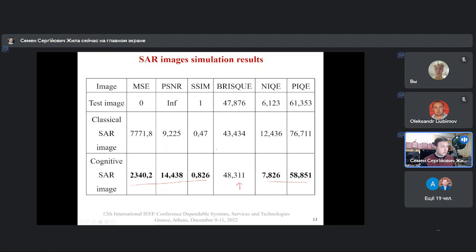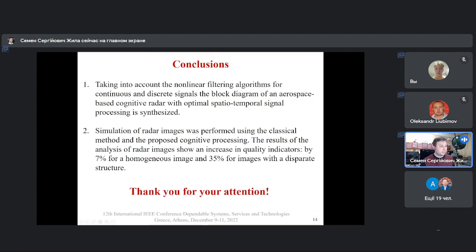And in conclusion, we can say that if we have a homogeneous image, then our quality indicators increased by 7%. But if we have a disparate structure of the image, our quality increased by 35%. Thank you for your attention.